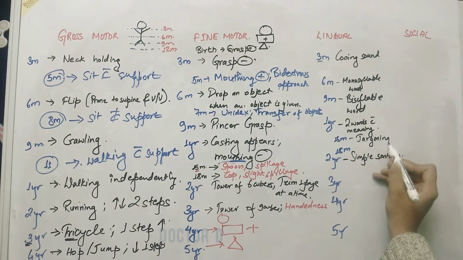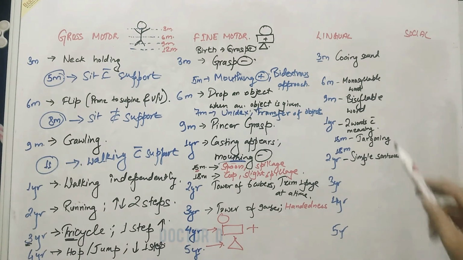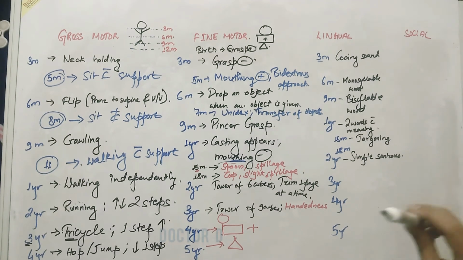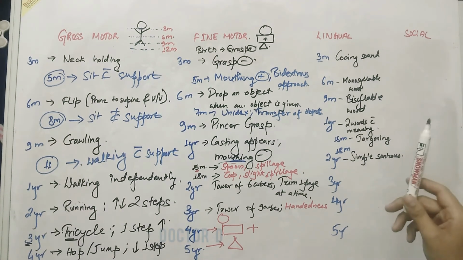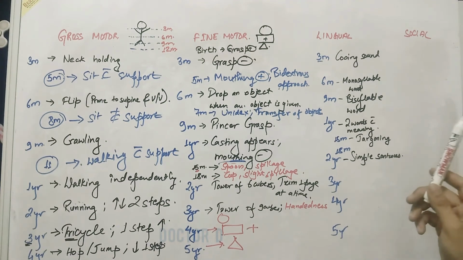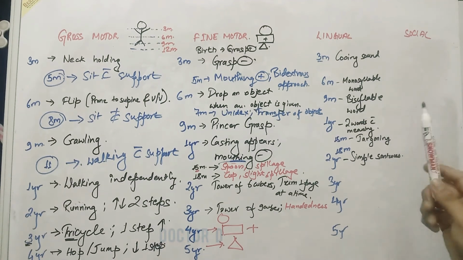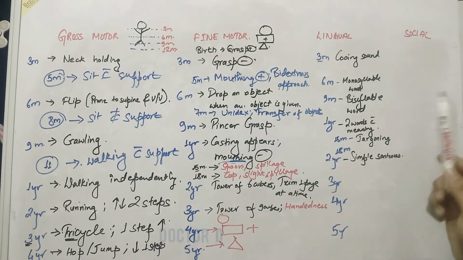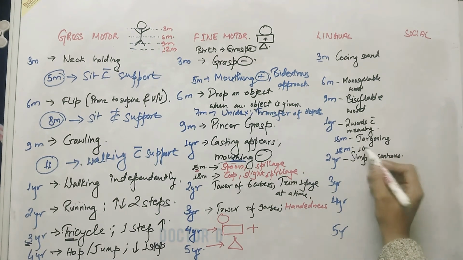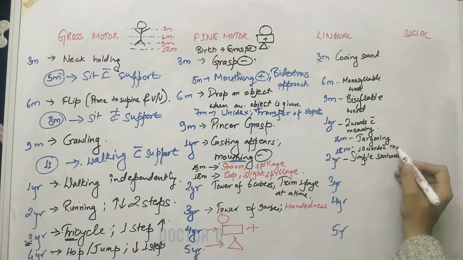Jargoning means, let me spell it out for you, J-A-R-G-O-N-I-N-G. This means the child is trying to communicate with you but cannot articulate the exact words, the correct words. Like he will just talk gibberish, like blah blah, just trying to communicate with you but cannot articulate exact words. And in 18 months the child can speak 10 words with meaning.